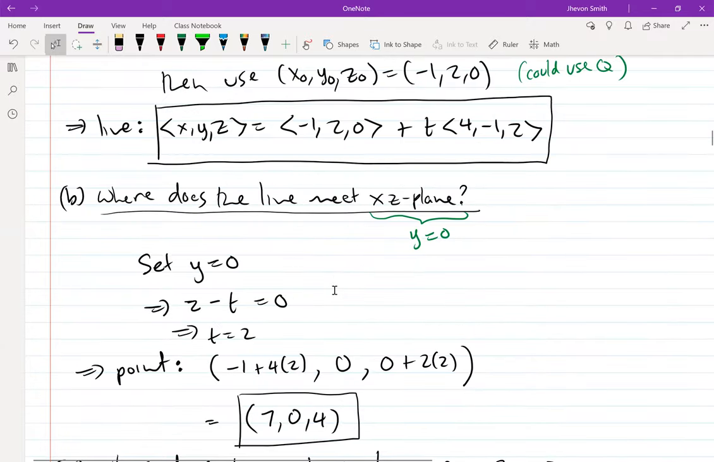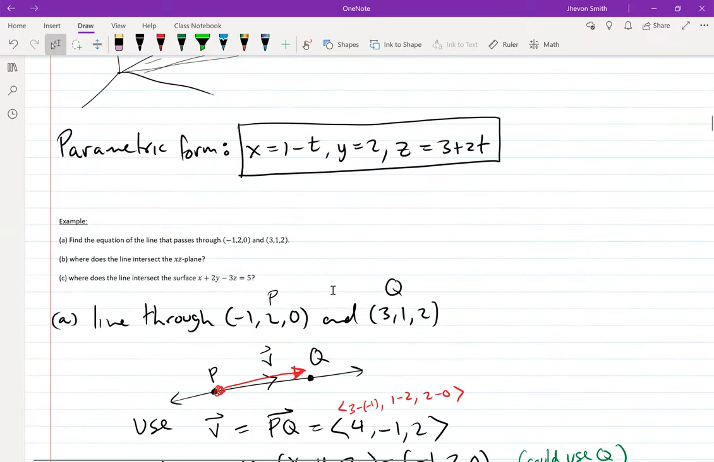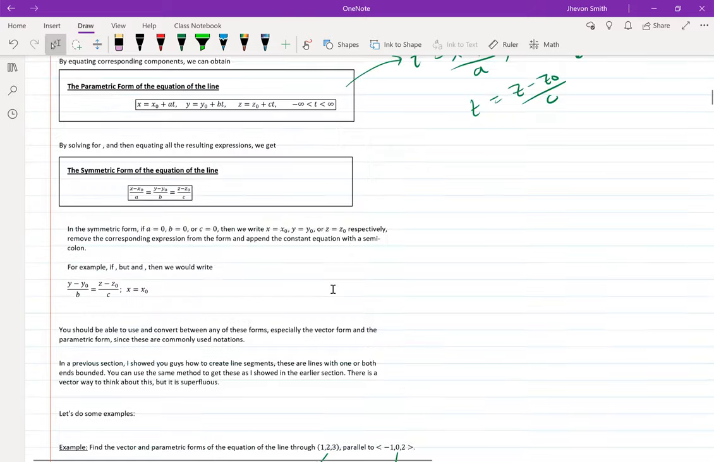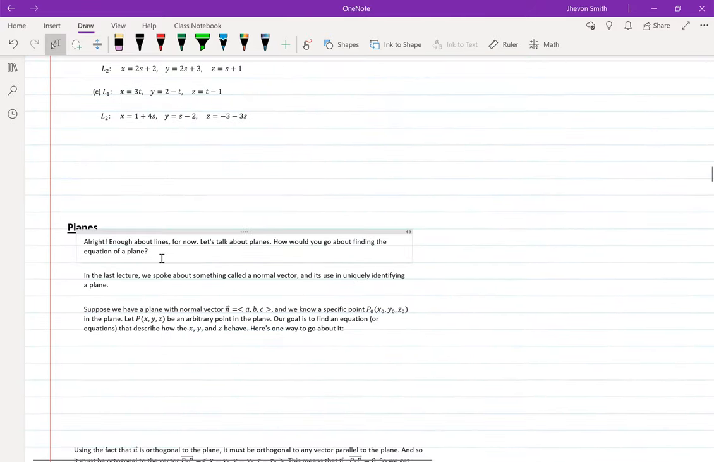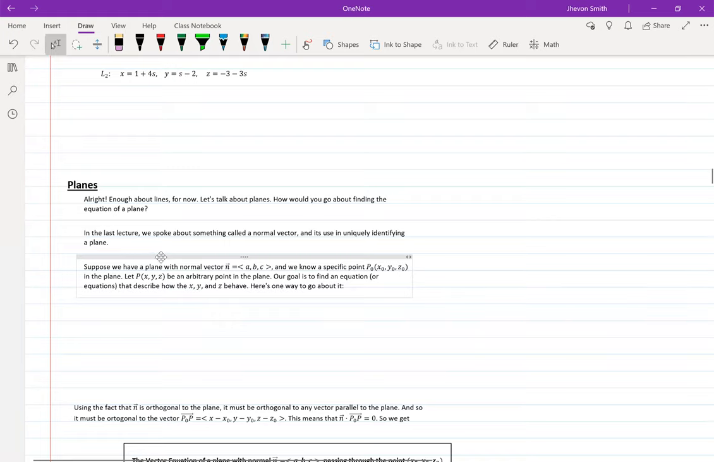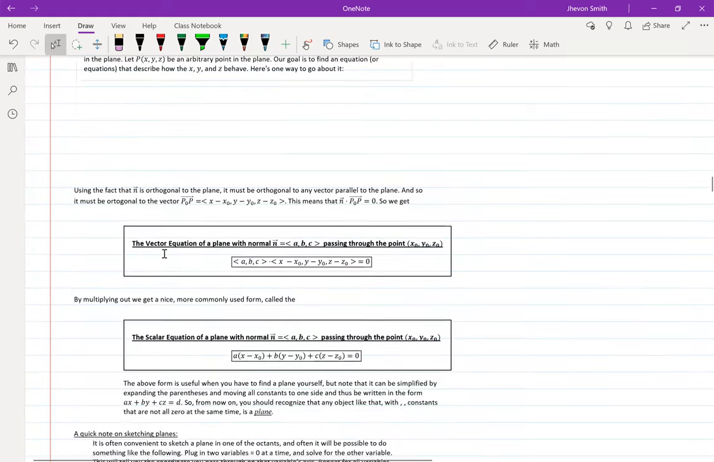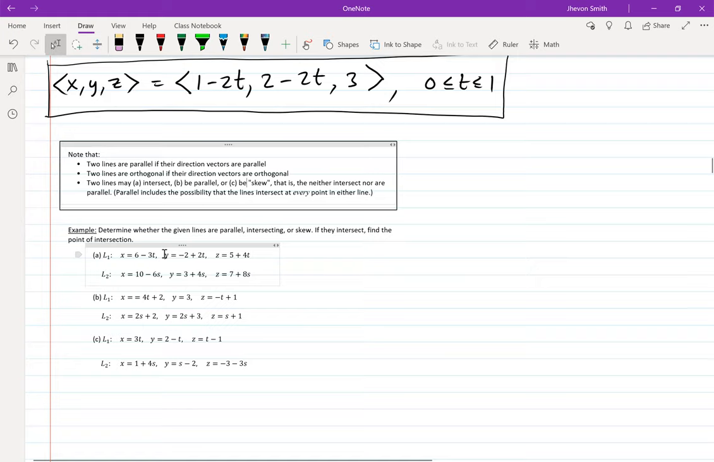And that would be the last example that we had for equations of lines. Once you cover those, we'll go to planes. And once we finish planes, I believe the next topic is quadratic surfaces. So we're going to learn to graph all sorts of fancy stuff in three dimensions.